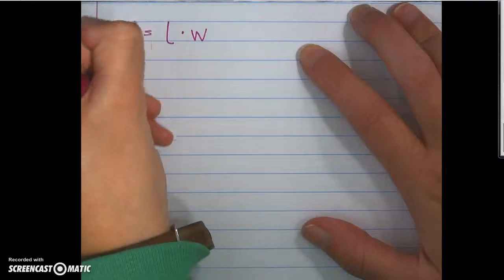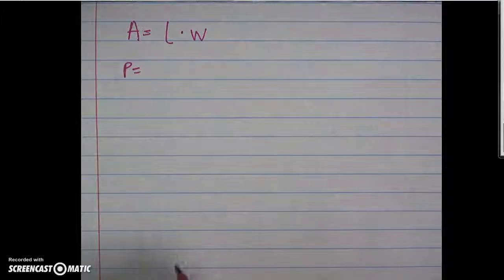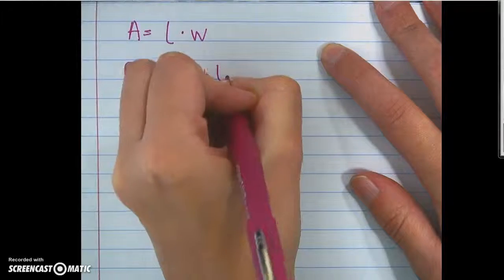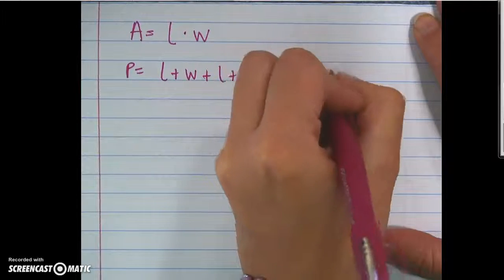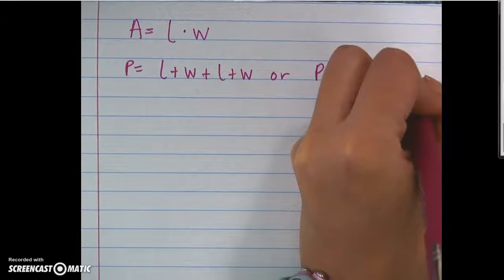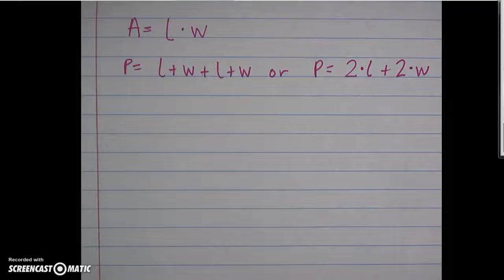And to find the perimeter is just the distance around the outside. So I can do it by adding up all the sides. So length plus width plus length plus width. Or I can do 2 times the length plus 2 times the width. We're going to look at a couple of examples.